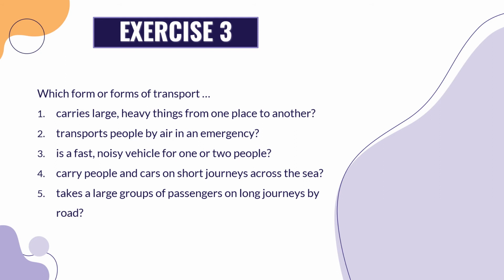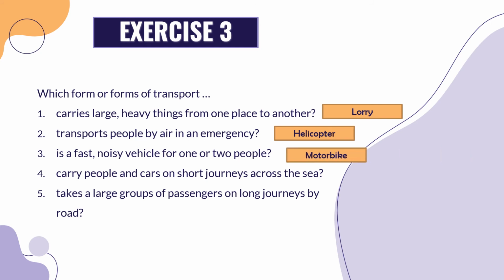I hope you are done. Okay, now let's check the answers. Which form or forms of transport carries large heavy things from one place to another? Yes, it's a lorry. Now, what transports people by air in an emergency? Yes, a helicopter. What is a fast, noisy vehicle for 1 or 2 people? Fast, noisy. Yes, it's a motorbike.